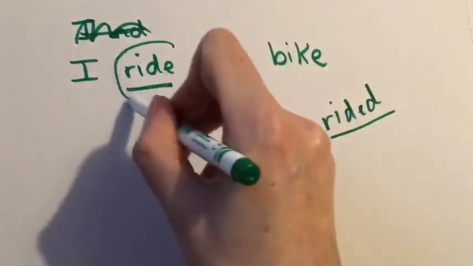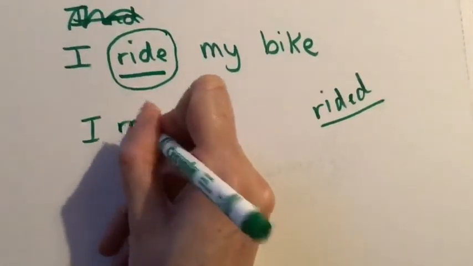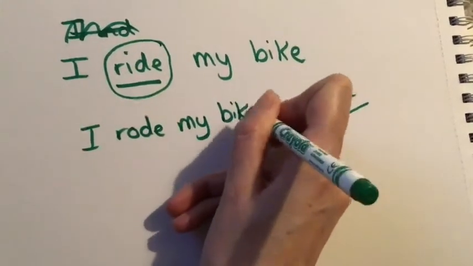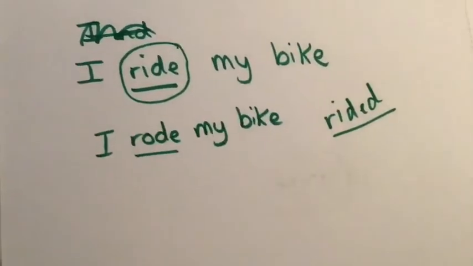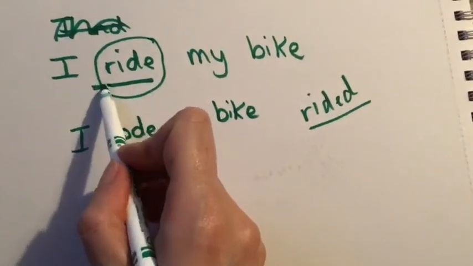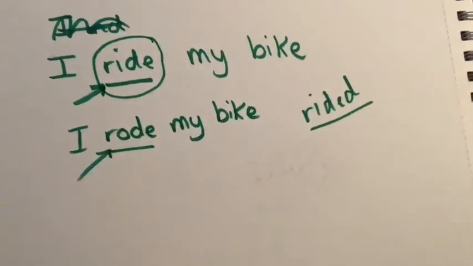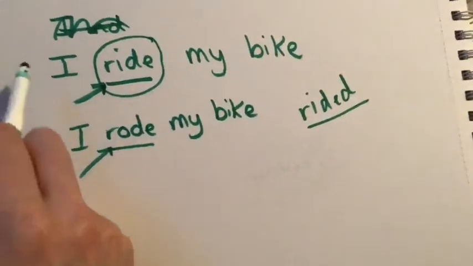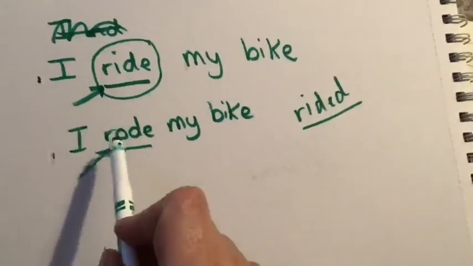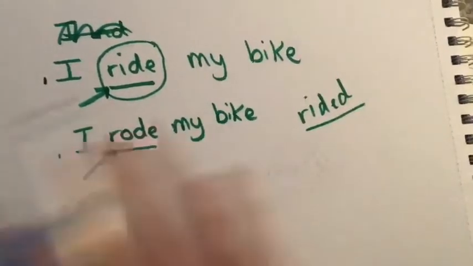So instead we have to change this whole verb, and we change it to I rode my bike. Now when we change that whole word, the whole verb, we call these types of verbs irregular verbs. So here's my present tense sentence, and here's my past tense sentence with my irregular verb this time.